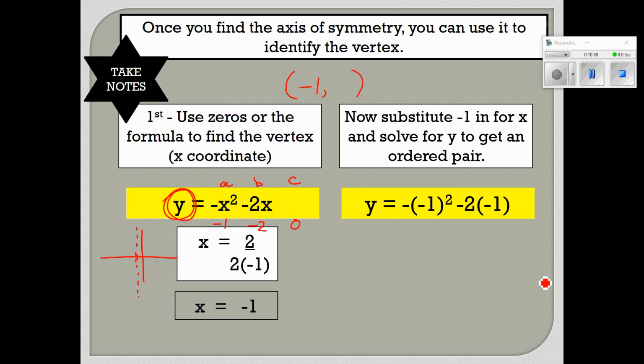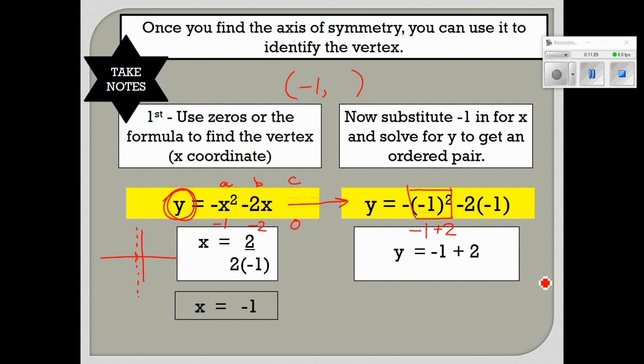So our equation was -x squared minus 2x. When plugging in what we found x to be, which was -1, we have the opposite of -1 squared minus 2 times -1. Remember always to do this exponent first. So we're going to have the opposite of -1 squared. -1 times -1 is a +1, but we want the opposite of that. So that would be -1. And -2 times -1 is a +2. So we would have that y is equal to 1.